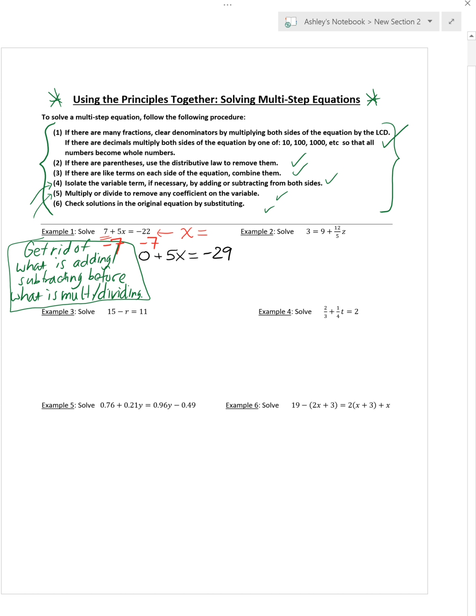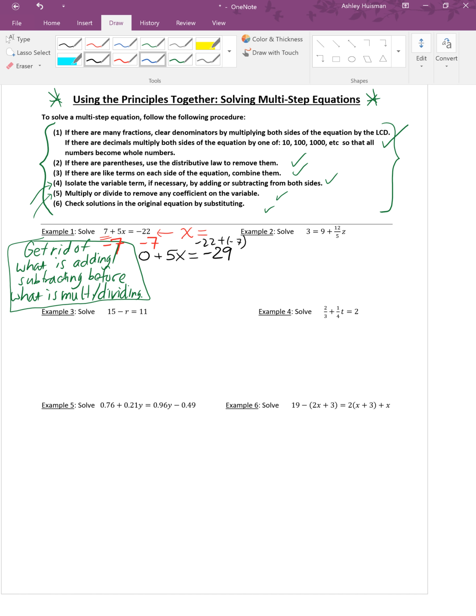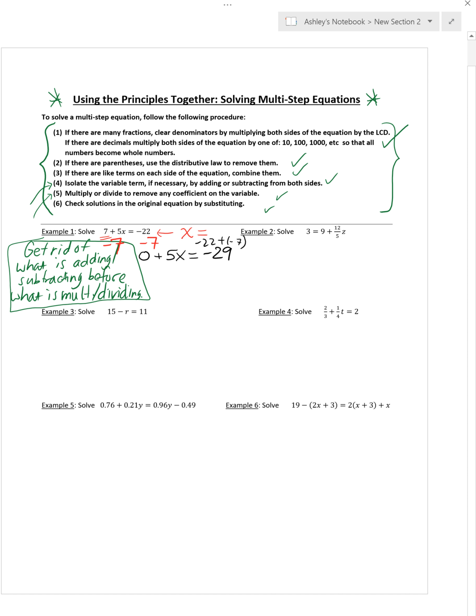There we go. Because remember, if you're taking a negative and subtracting something, you can think of that as the negative plus a negative 7. It's kind of easier to think of it like that rather than negative 22 minus 7. For me, anyway. And then the 0 that's in the front, that's kind of silly. I just wrote it to make sure in my mind that I actually got rid of that 7.